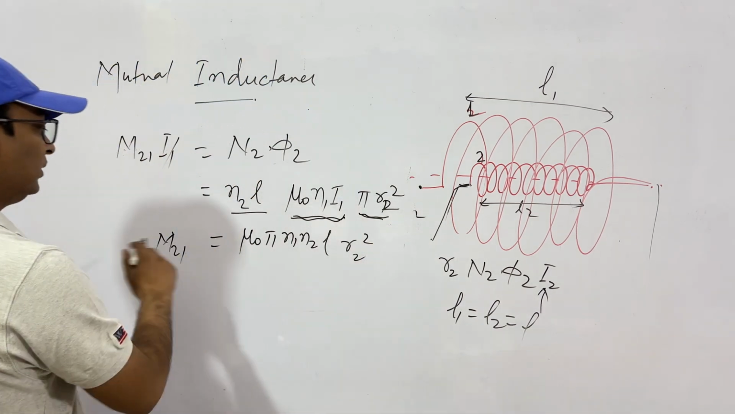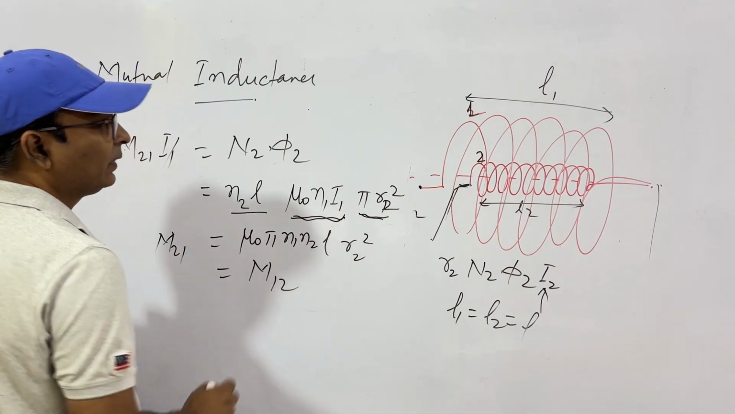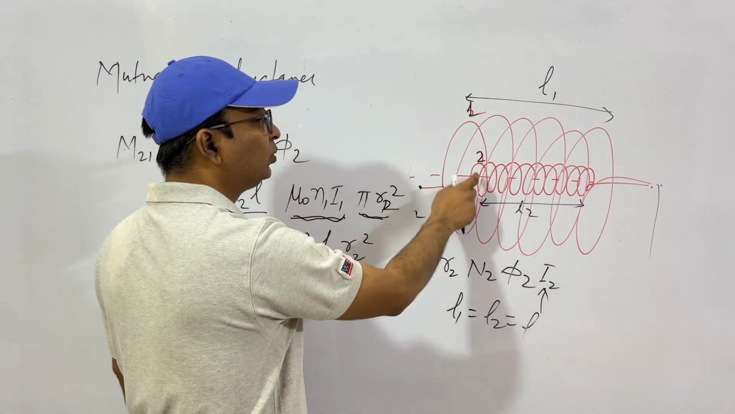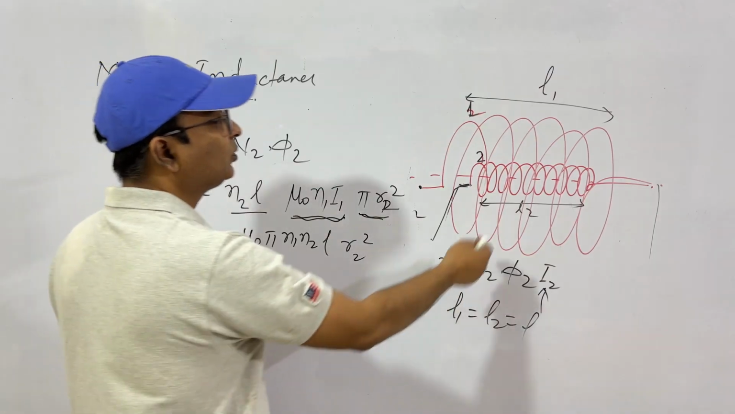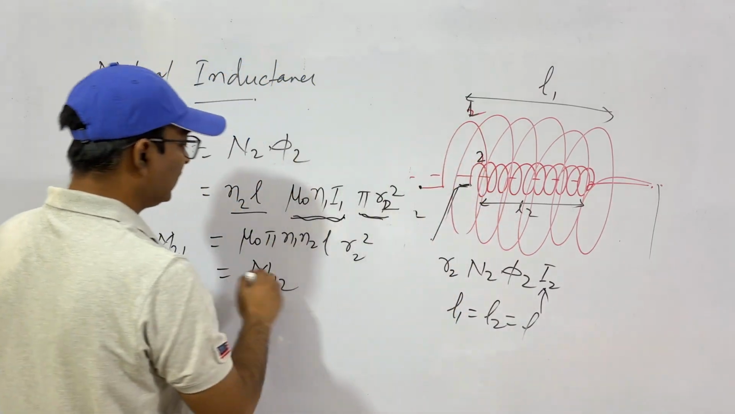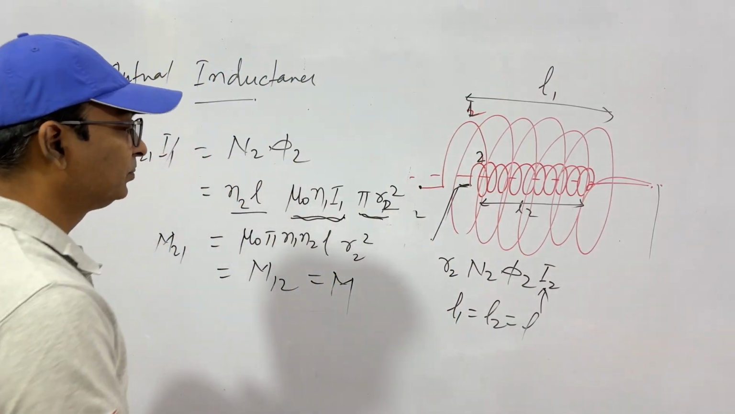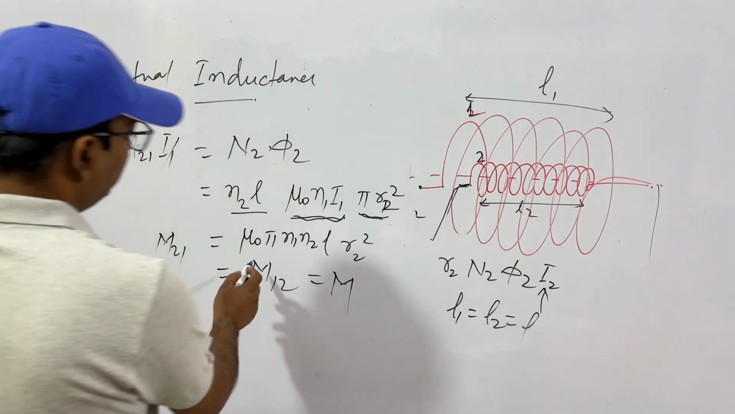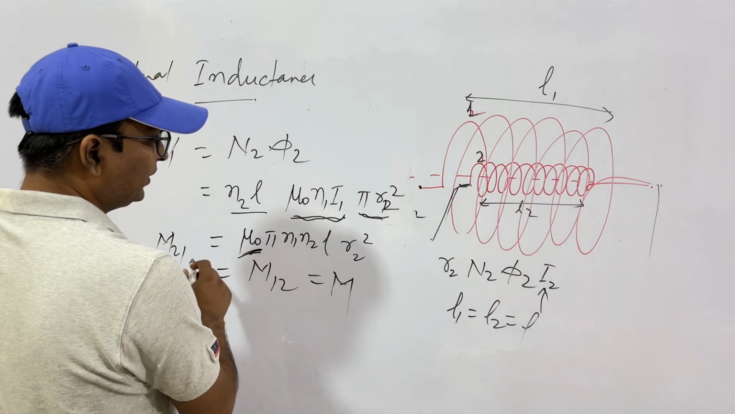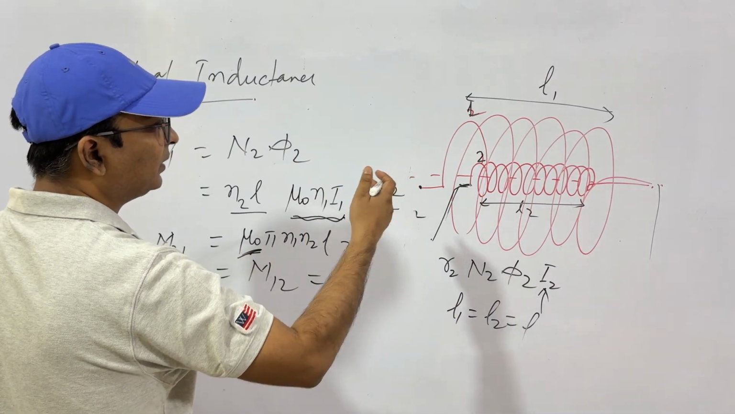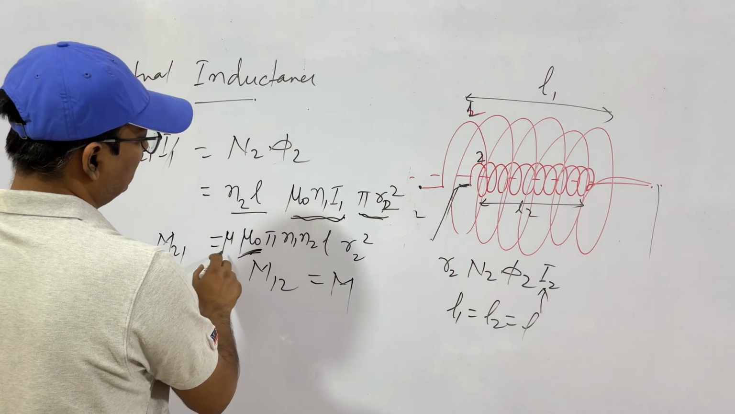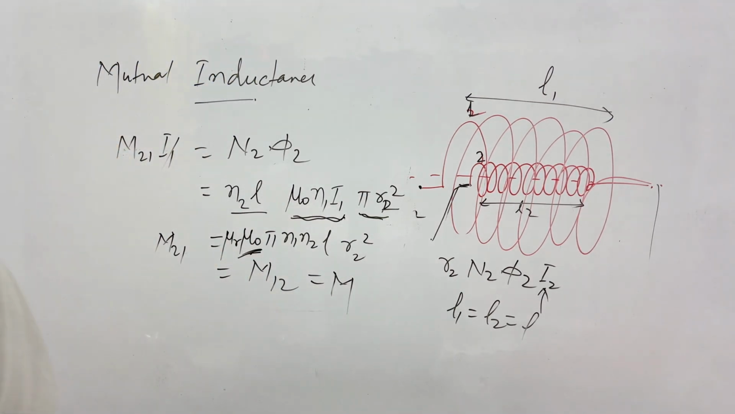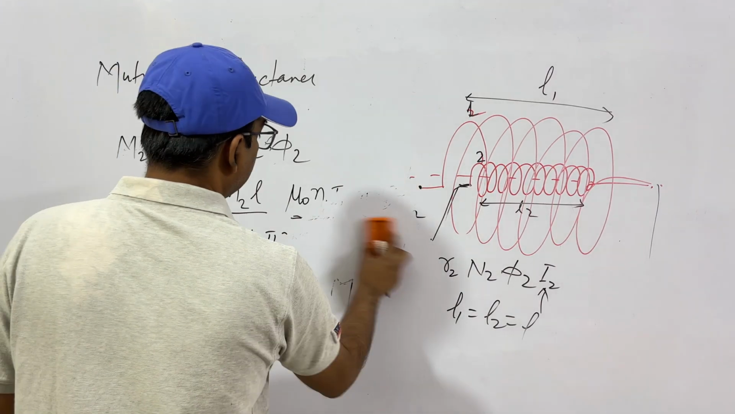Now, if you see, this is equal to M12. That is, mutual inductance of solenoid 1 due to 2 is equal to mutual inductance of solenoid 2 due to 1. So we simply denote it by M. Okay. So this is mutual inductance. And you know, this is for vacuum, it is of free space. So if you have certain material inside it which has permeability of this, then you can write mu r mu 0. So this is clear.